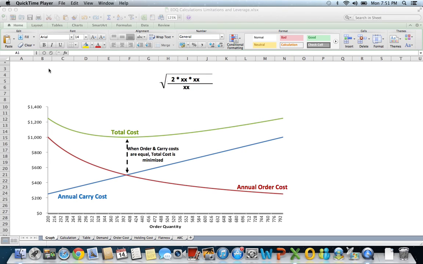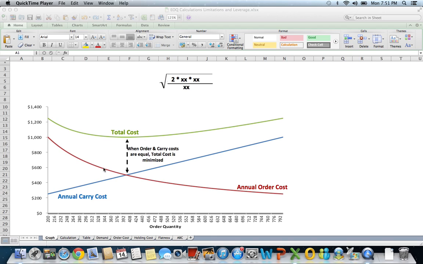Hello, this is Jess Marino, and I'm going to be talking about the economic order quantity, the EOQ. I will show you how to calculate it, talk about some limitations to it, but also talk about the best ways you could use it to your advantage.